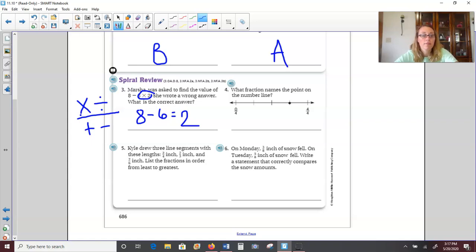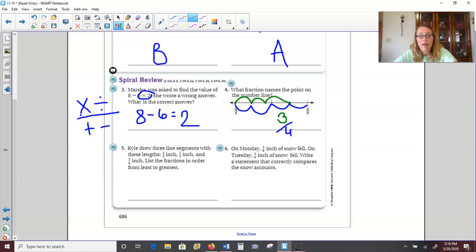Number 4, what fraction names the point on this number line? Well, this number line is divided into 4 total parts, so that is my denominator, the total number of parts, and it is on the first, second, third point, so that means 3/4.